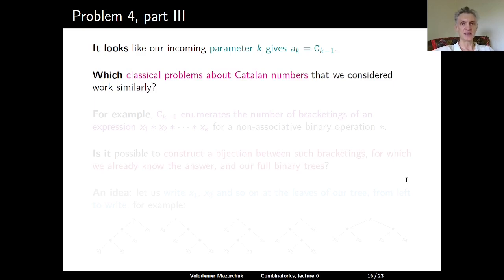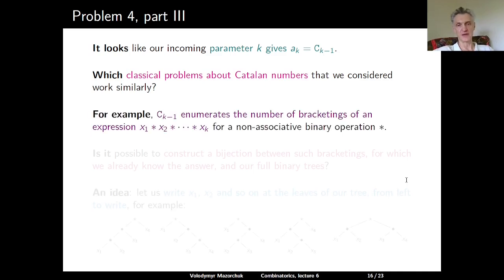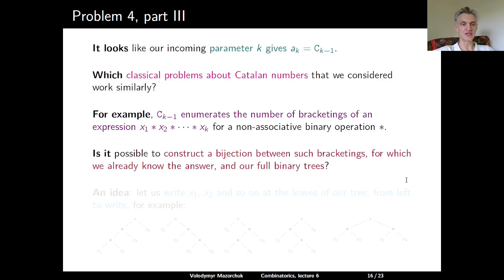So the question is, which classical problems about Catalan numbers work similarly? And one of the problems which we can remember is that c_{k-1} enumerates possible bracketings of the expression x1 times x2 times and so on times xk for a non-associative binary operation. So the question is, can we construct a bijection between such bracketings and our full binary trees?